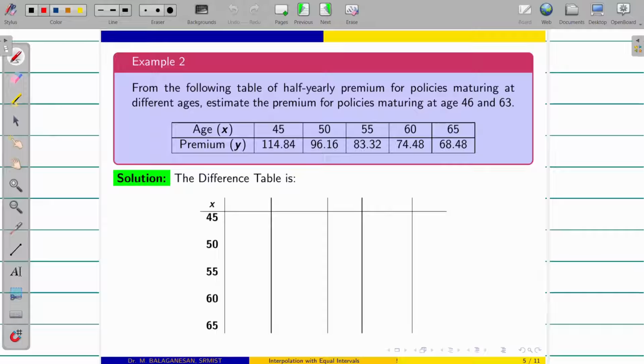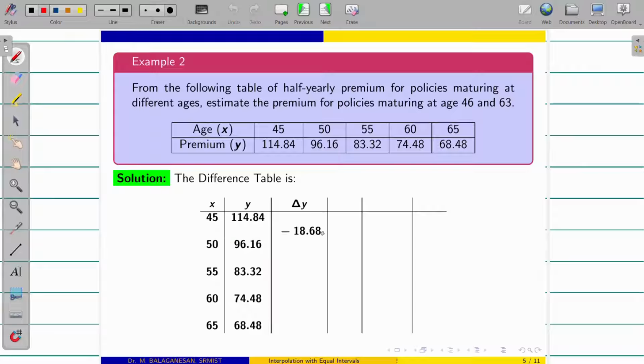First form the difference table: arguments, x values, y values. That's it. And then how to find the differences? Exactly what we have done already. We have to proceed in a similar way. This minus this. Don't make the mistake. It won't be this minus this. It's the next minus the previous. That is what you have to do. So it should be this minus this.